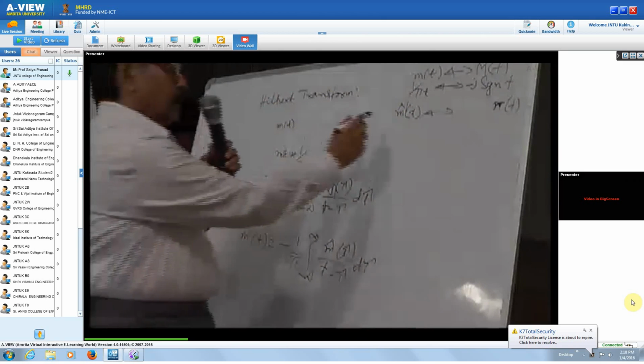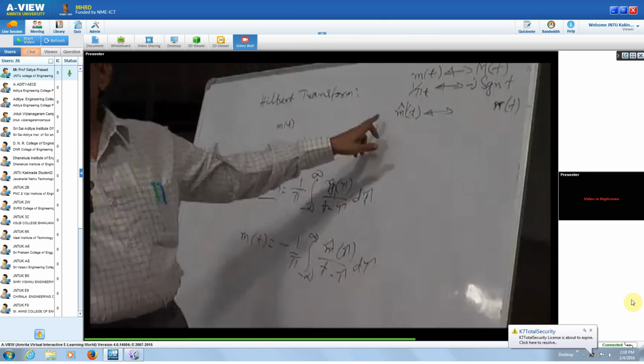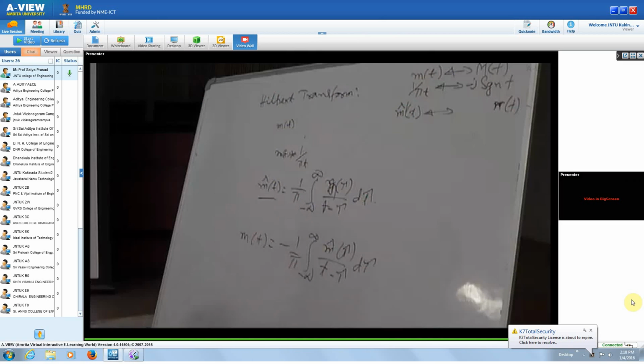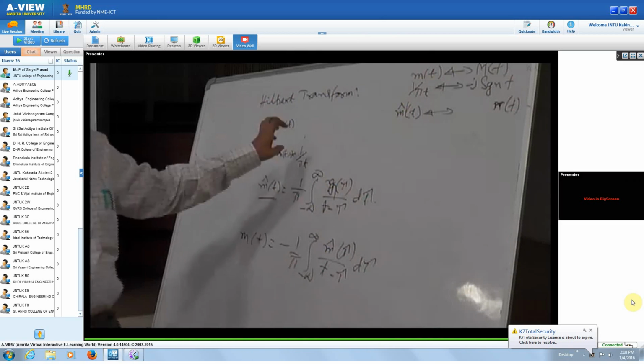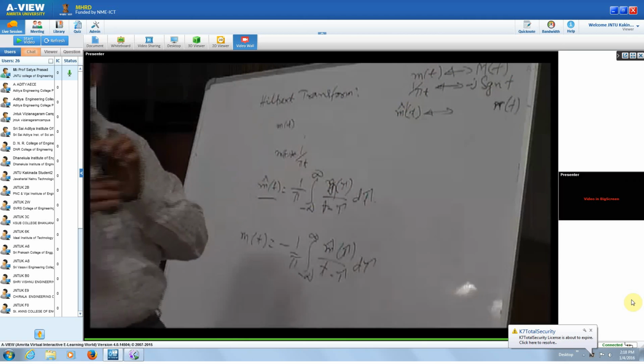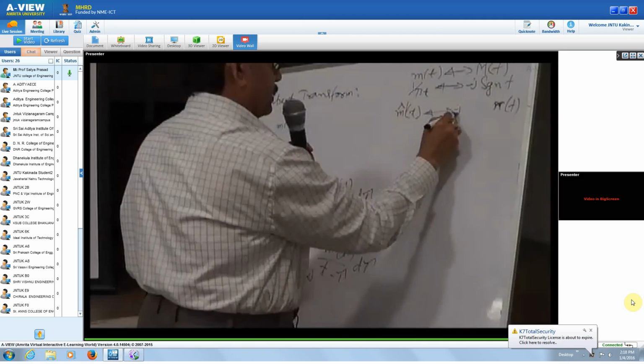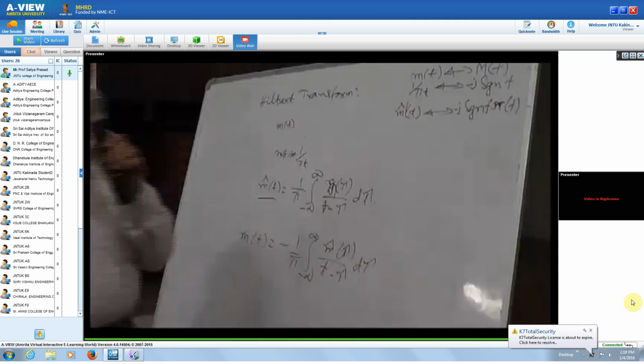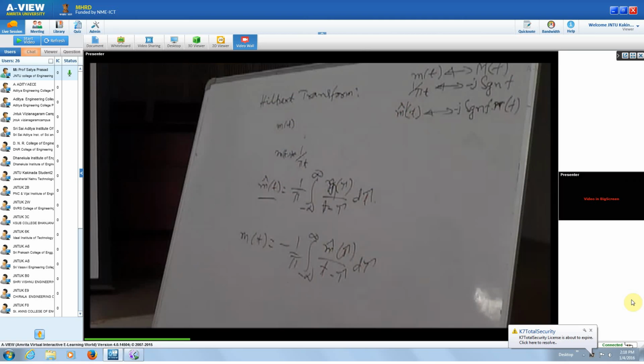Therefore, what is m hat of t? The convolution of 1 by pi t with respect to m of t. So we have a convolution in the time domain. Therefore, you are going to have a product in the frequency domain. Therefore, minus j signum f m of f is what we are going to have. So this is our frequency domain representation of the Hilbert transform of the signal m of t.